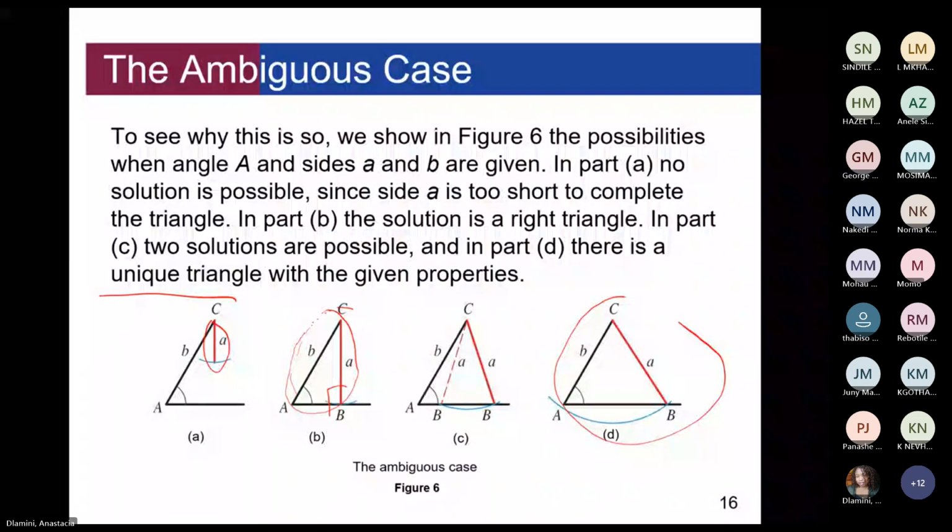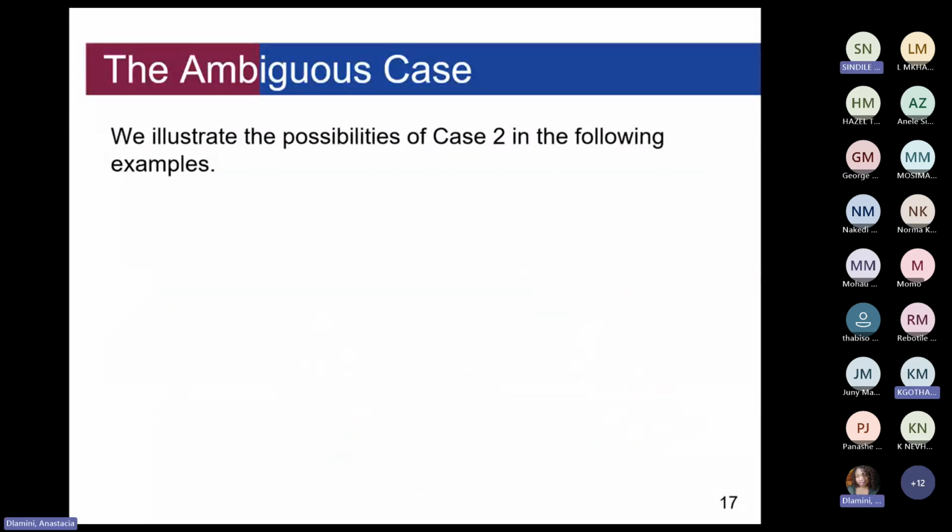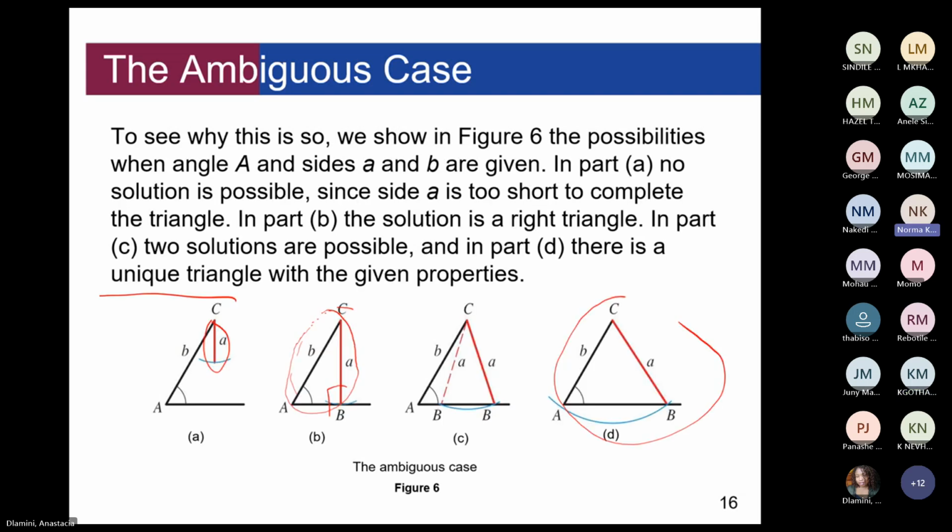Yes, ma'am. Thank you. Now they say we illustrate. You say a right angle triangle also falls under the ambiguous case? Yes, it falls under the ambiguous case.